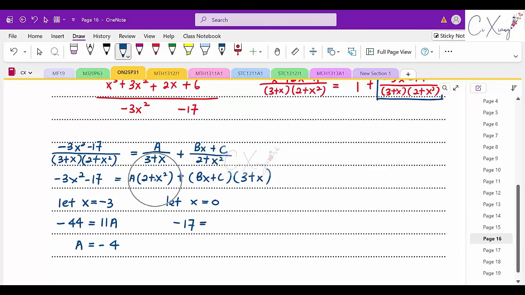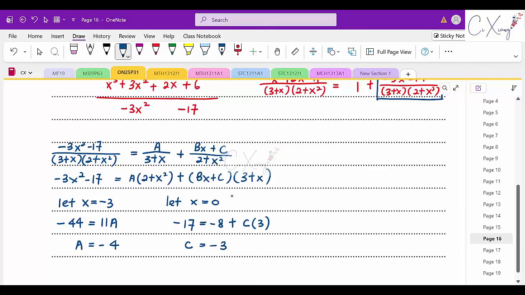So 2 plus 0 is 2, but 2 multiplied by negative 4, which you calculated just now, is negative 8, plus 0b. What's the value of c? We don't know, but you're having a 3 plus 0 here, which is 3c. Then again, very easily, you can get the value of c from this equation, and by right, it should be negative 3. Okay?